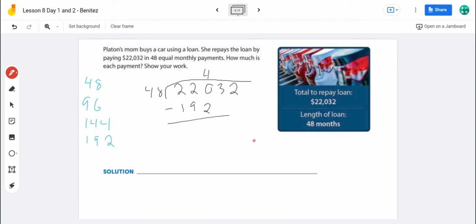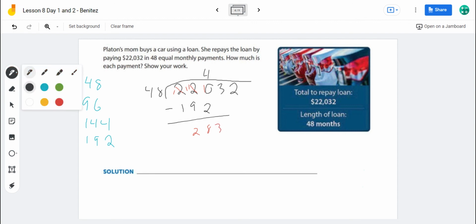0 minus 2. You can't do it. So I'm going to borrow. That becomes a 1. This is going to become a 10. 10 minus 2 is 8. 1 minus 9. Can't do it. This is going to become a 1. This is going to become an 11. 11 minus 9 is 2. 1 minus 1 is 0. Bring down the 3.